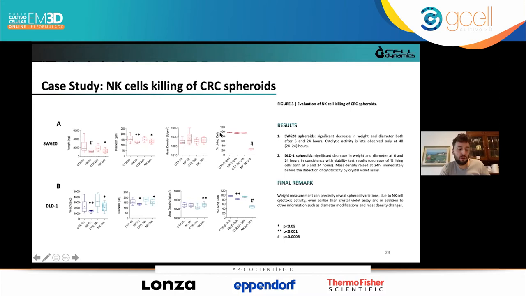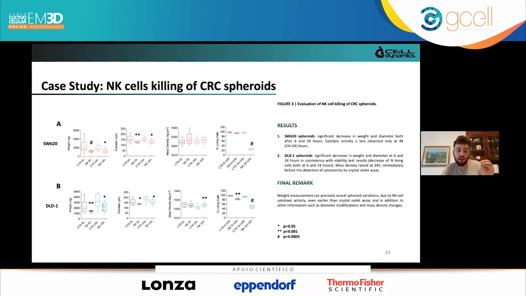First, we grow the spheroid for 6 days, and afterwards we add NK cells in a 1:1 ratio compared to the number of tumor cells composing the spheroid. And we tested two exposure times, 6 and 24 hours. And then we characterized the spheroids with our device.